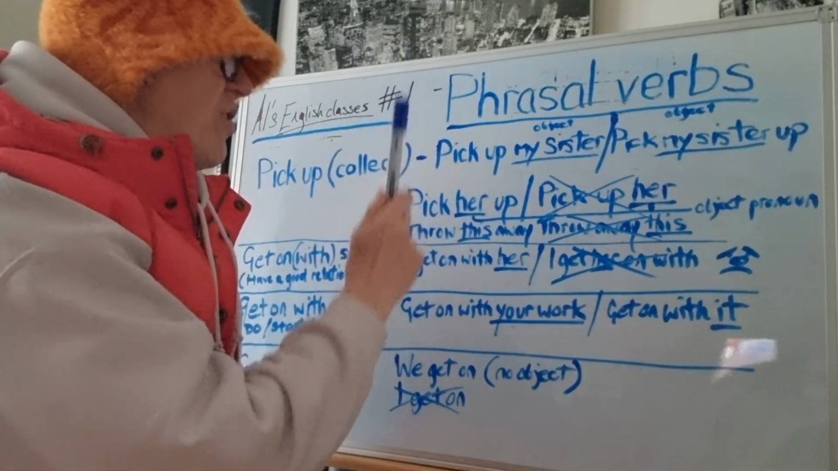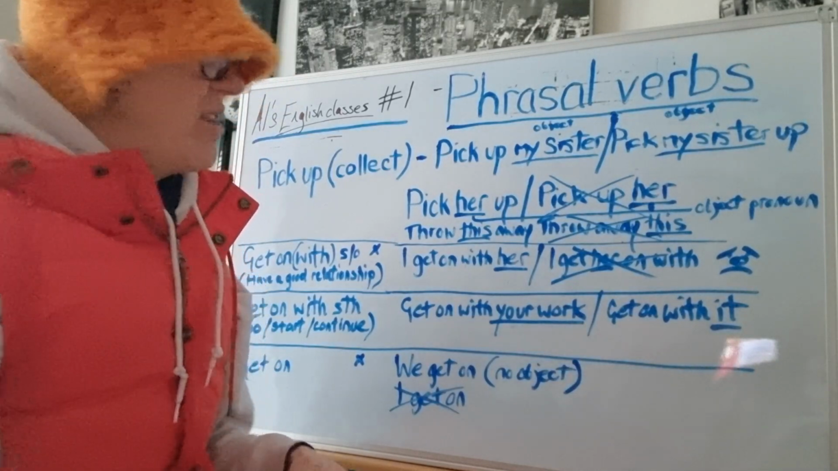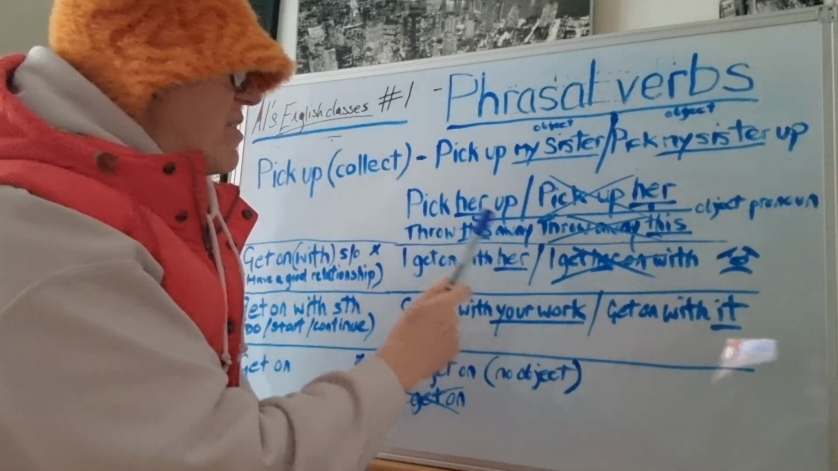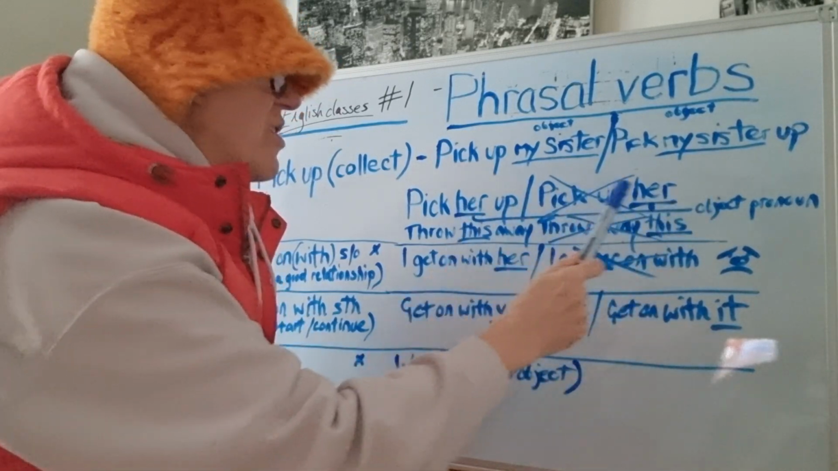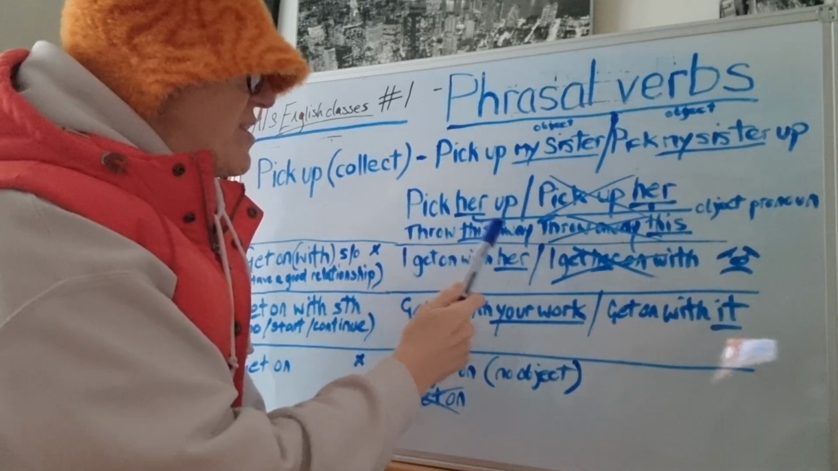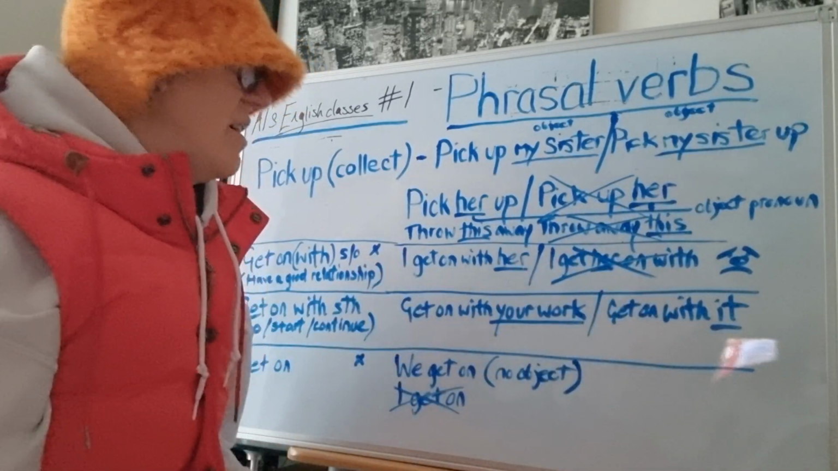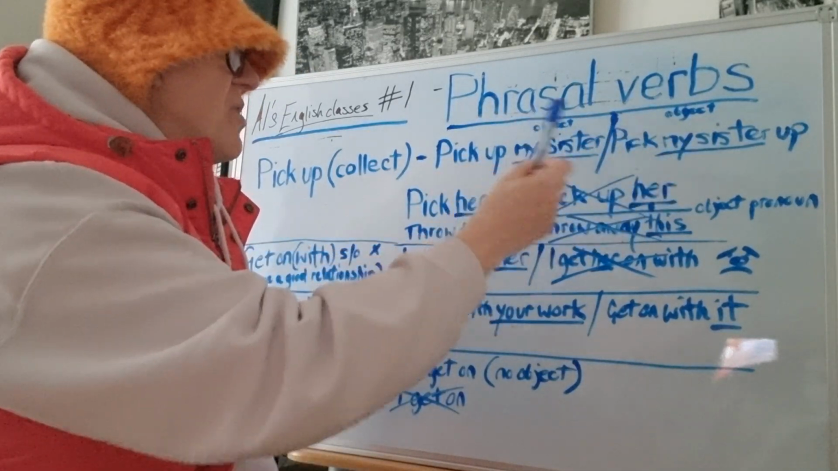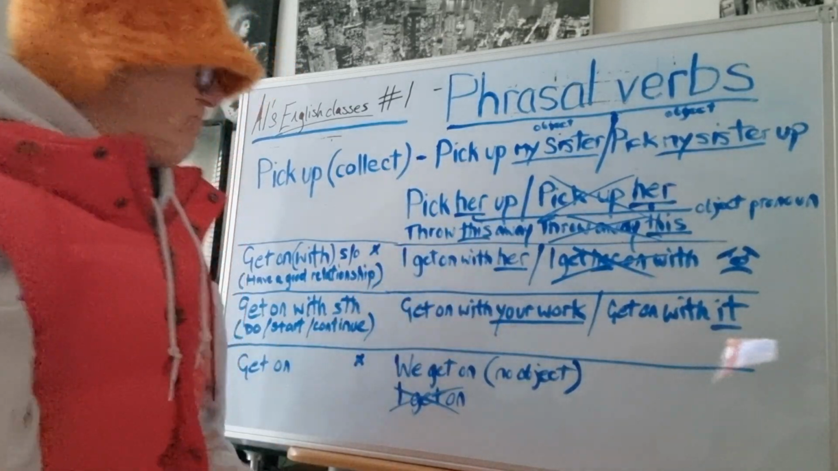So, if your object is a pronoun, me, you, him, her, it, us, you, them, or other object pronouns, then you've only got one choice, and that is between the verb and the particle. Pick her up, not pick up her. That's wrong. So your object pronoun is her. Now it has to go between. Okay? Another example, throw this away, not throw away this. Wrong. Okay? Because this is an object pronoun. So when it's a normal object, no problem at all. You've got two choices. When it's an object pronoun, it must go between the verb and the particle.